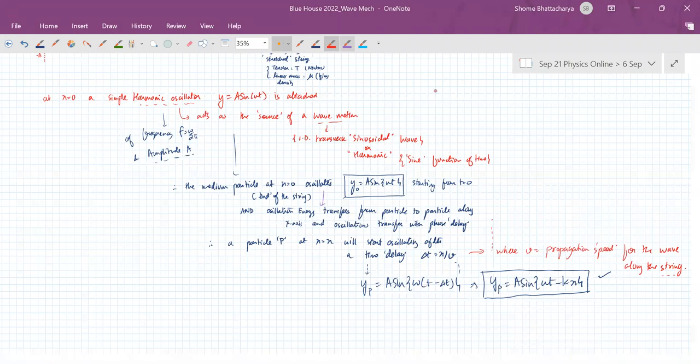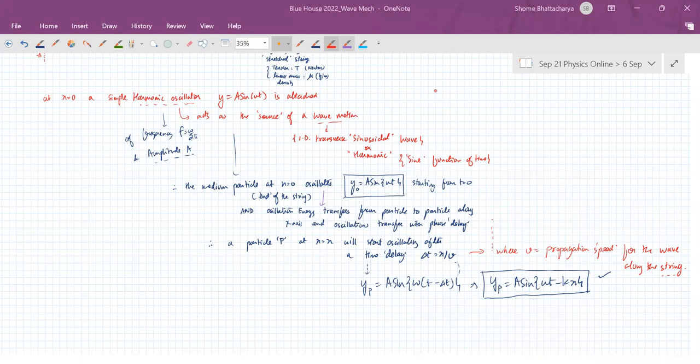So the time delay takes place because there is a propagation speed. It does not go infinitely fast from one point to another. It goes at a definite speed V. So if you started the oscillations at the origin at time t equal to 0, then at the point P, it will reach after a certain delay time, delta t. So that's fine.